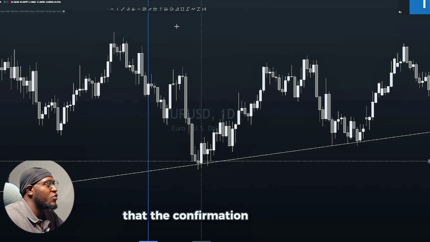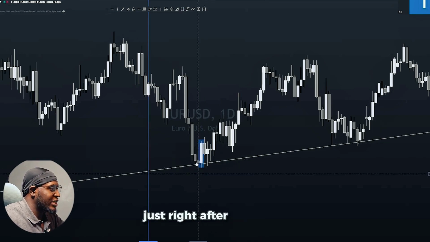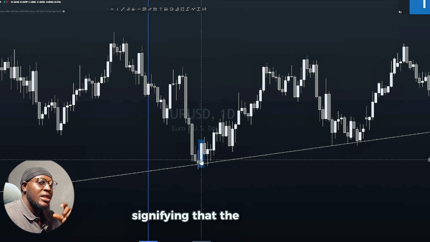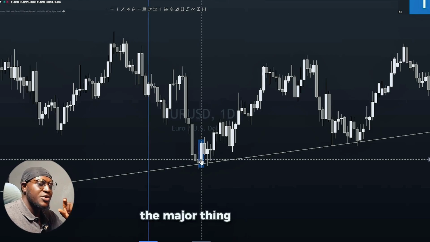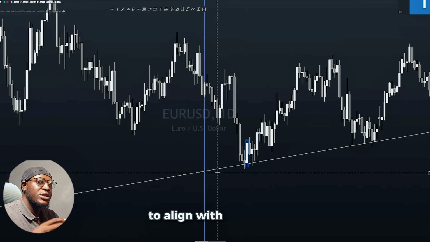And why was that the confirmation? We see that we had this huge bullish engulfing candle here, just right after the first and second touch of the trend line, which was then signifying that the buyer momentum has moved into the market. And that's the major thing you need to know, because this is a bullish trend line, so everything you're looking for has to align with the bullish side.